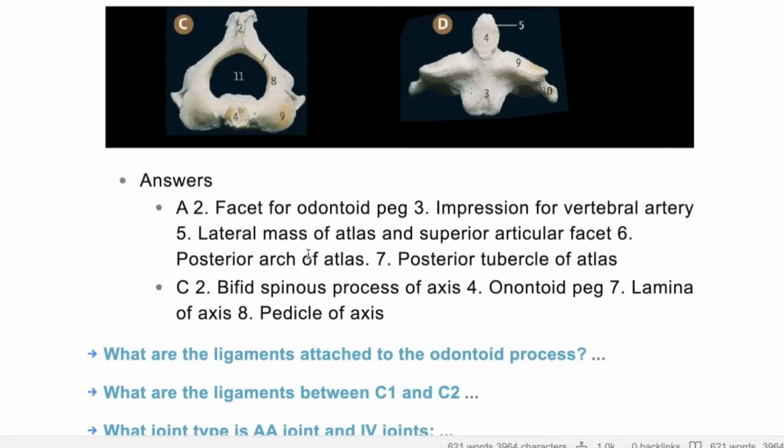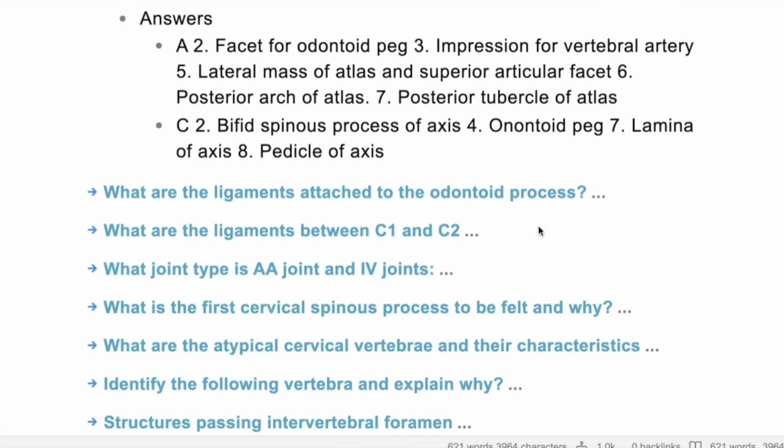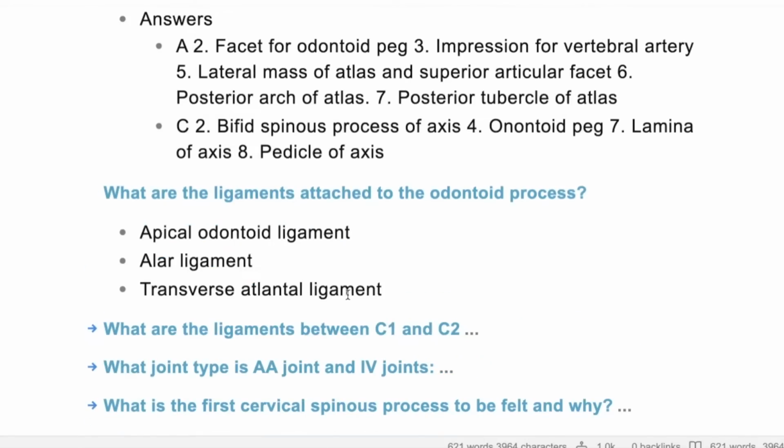All right. So thank you. Can you tell me about the ligaments attached to the odontoid process? Yes. Alar ligament, transverse ligament, and cruciate ligament. All right. So transverse ligament, apical ligament rather than cruciate. There isn't a cruciate here. So apical ligament and alar ligament and transverse atlantal ligament. Okay, good.